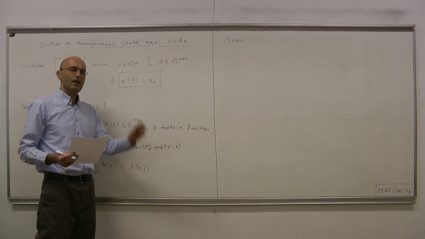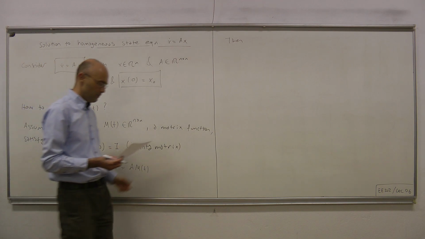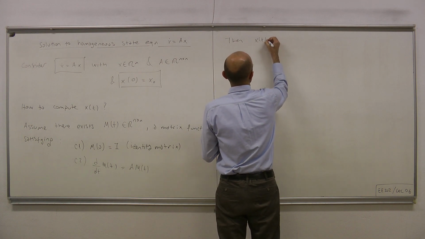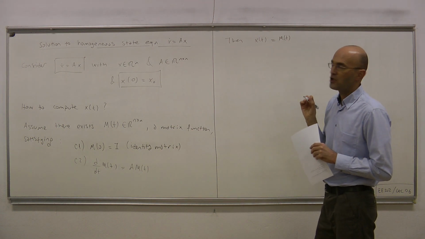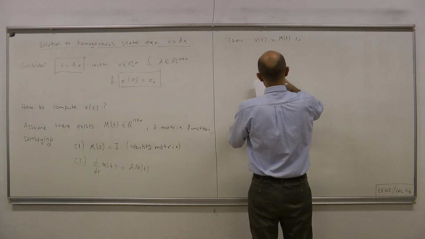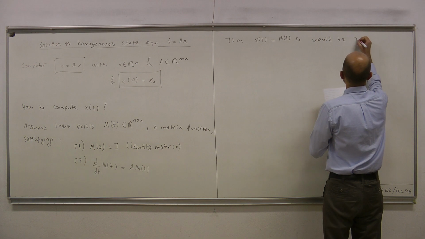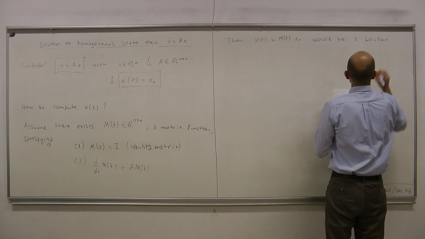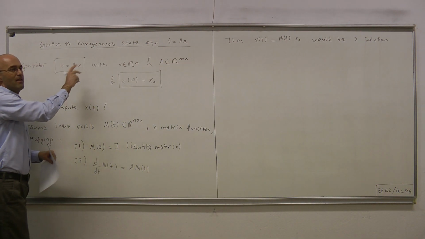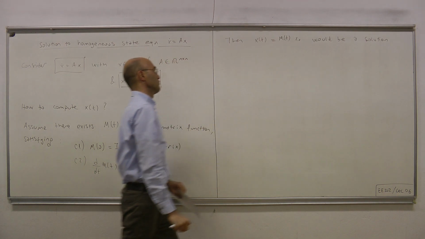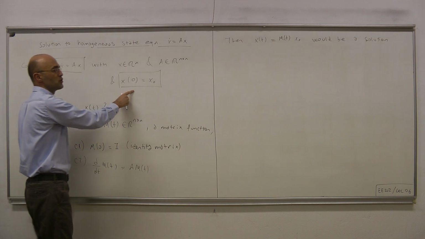Then, if we can somehow find such a matrix that simultaneously satisfies these two conditions, it turns out that by using that matrix, we can easily obtain x of t, the solution. How? It's as follows. Then x of t equals this matrix times the constant vector of initial conditions, M(t) x0, would be a solution. Would be a solution means that that function x of t will simultaneously satisfy the differential equation constraint and the initial condition constraint.